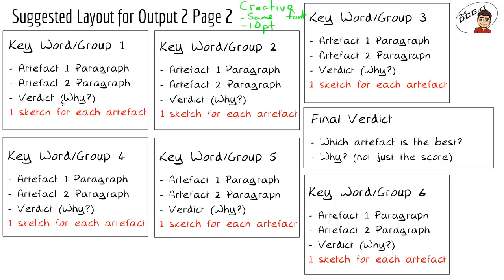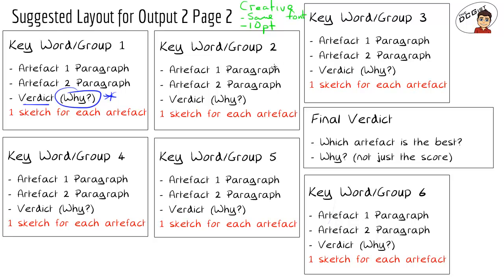Now, the most important thing when we're looking at the keywords is we're looking for a verdict: which one is better, or if it's a draw, and then why. The why is absolutely vital to make sure that you get your point across and that you get the marks for your comparison. What you're looking for then is one sketch for each artifact that is related to the paragraph above. The sketch again doesn't have to be of the entire artifact. It can just be of a small part of it, showing the keyword or group that you're looking at at that particular time. And we do that 6 times, exactly the same each time.